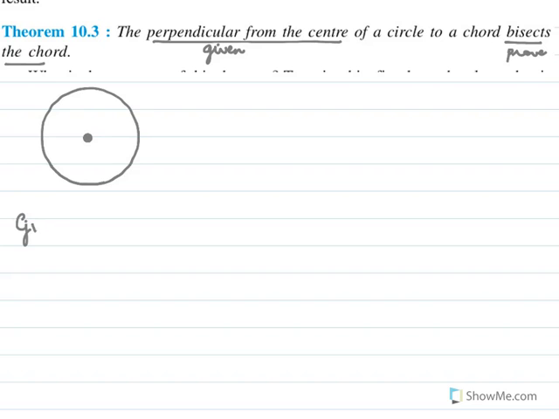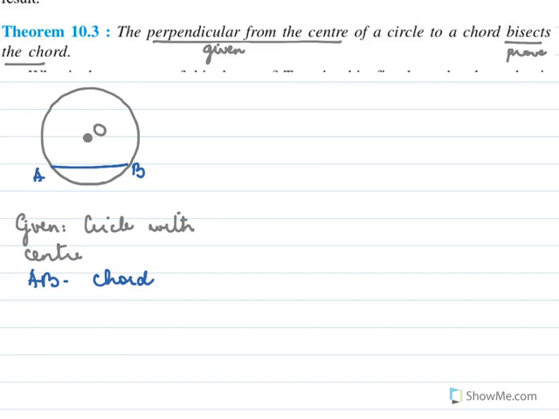So given a circle with center say O, and we need a chord, so we draw a chord say AB. AB is chord. What they said, a perpendicular from the center, we need to drop a perpendicular from the center. So from O I drop a perpendicular and mark it as M. So OM is perpendicular to AB.